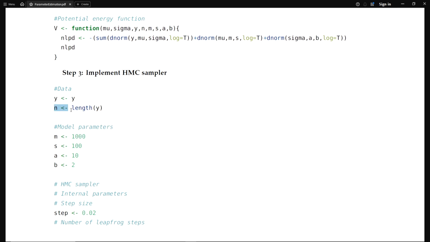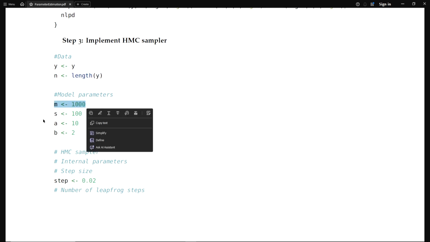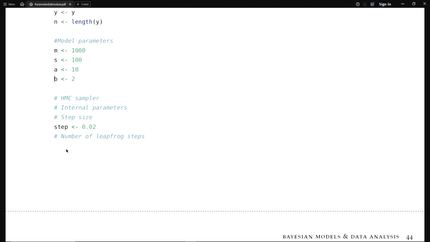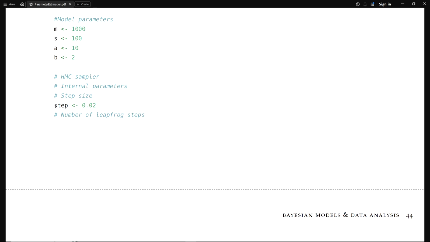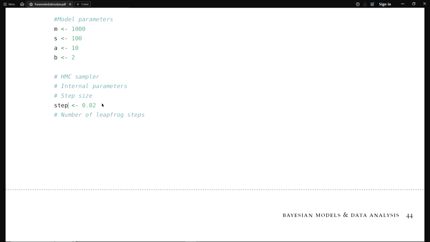The first part is just storing the data and these things. These are the model parameters, basically priors. This was the prior on mu, this is the prior on sigma. Once I've defined priors and everything, I need to define the step size parameter as well. Remember, we discretize time, capital T, into L leapfrog steps. So capital T equals L into epsilon. This is that epsilon, the time step, so how big or small a time step you are taking. We multiply this with L to get time.